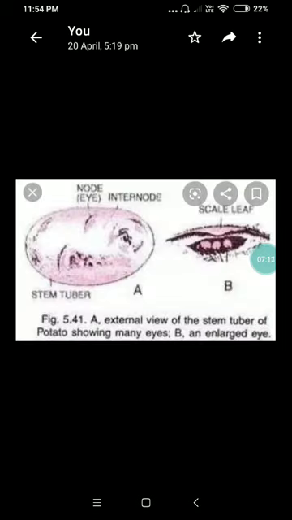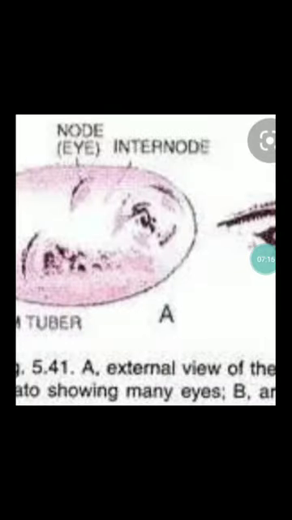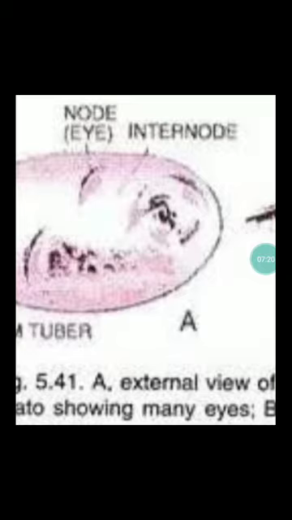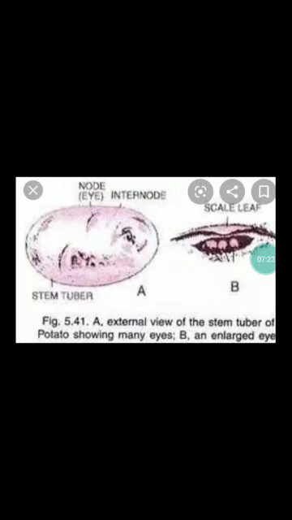Let's see about internode. The space between nodes is known as internode. In potato, the underground portion is modified stem. In that, it stores preserved food and has all the characteristics of stem. So, because of all these reasons, potato is called as stem. Okay, children? Okay, let's go to the next part.